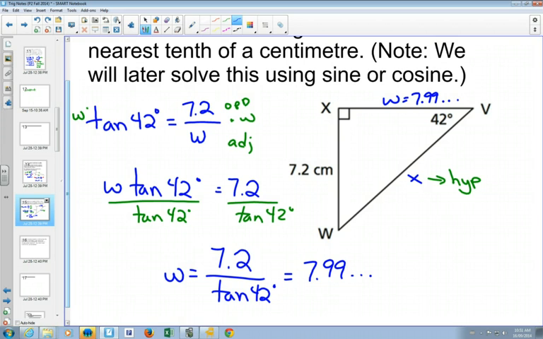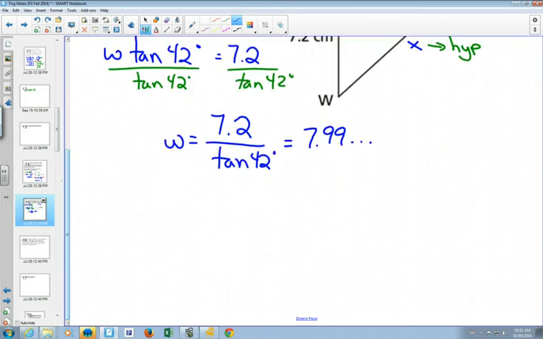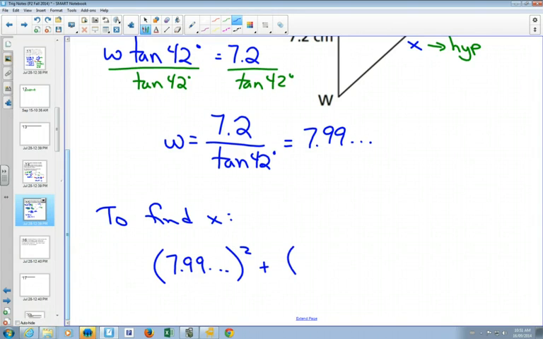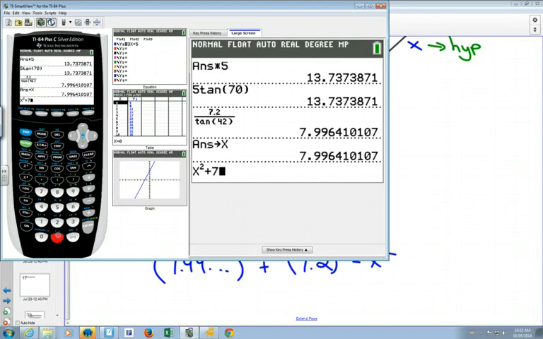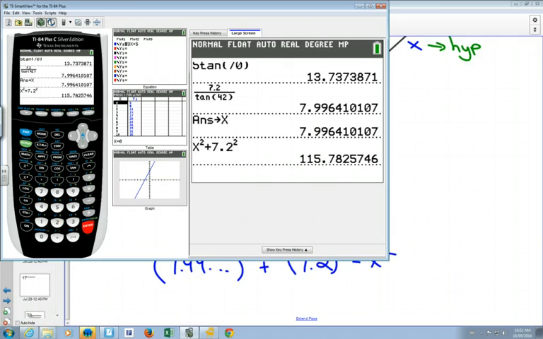A squared plus B squared equals C squared. In this case, it would be 7.99 squared plus the other side was 7.2 squared equals x squared. Go to my calculator. I've got that 7.99 stored as x. I can just push x and then square it plus 7.2 squared and push enter. And I get 115.78.